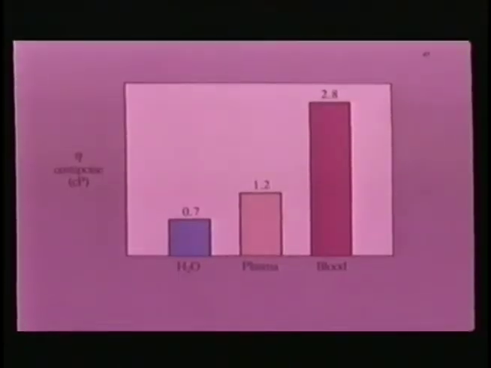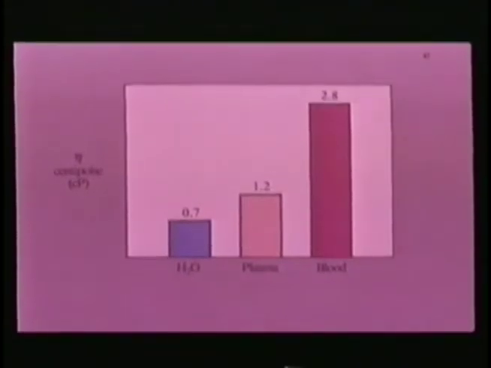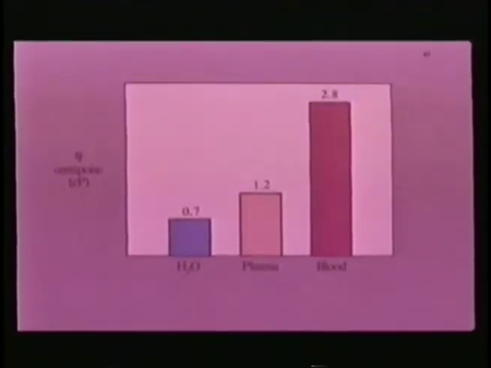47. Normal blood plasma has a viscosity of approximately 1.2 centipoise, Cp, at 37 degrees centigrade, which is 1.7 times the viscosity of water. With the presence of 40% red blood cells, the viscosity of blood under normal flow conditions is approximately 2.8 centipoise, or 4 times the viscosity of water. A variety of factors affect the viscosity of whole blood.